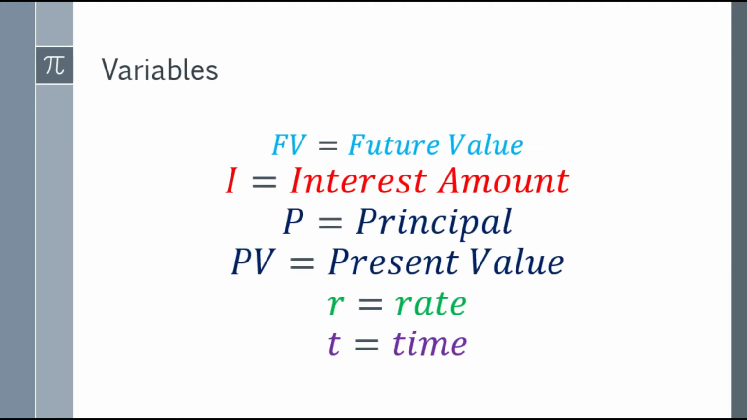For the variables, we have FV for future value, I for interest amount, P for principal, PV for present value, R for rate, and T for time. For this video, di tayo gagamit ng I for interest amount and di na tayo gagamit ng P for principal. Instead, we're going to use PV for principal. So, present value na lang gagamitin natin.